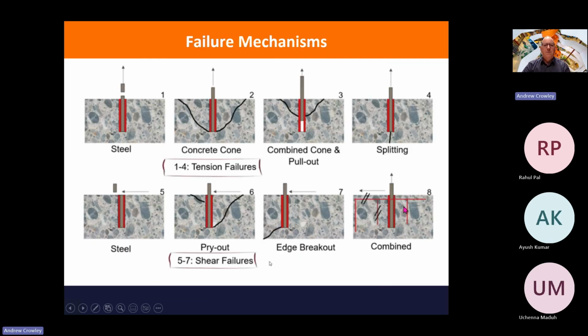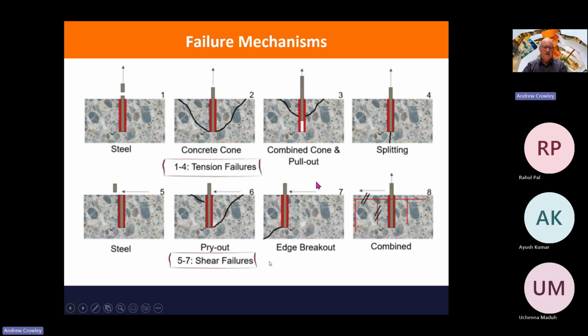So a word on failure mechanisms. It's not just about the steel, it's about the concrete as well and the interaction between the two. Our bolts or anchors are going to be loaded either in tension or shear. The simplest way is the material failure of the steel, so option 1, or a material failure in the concrete, and it fails kind of like a concrete cone of an individual anchor. Or there's a combination of the two, and more rarely splitting.